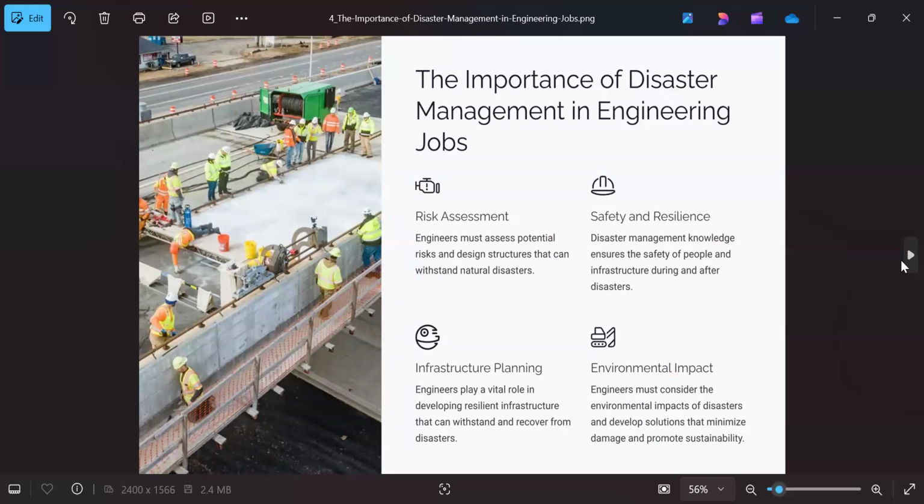The importance of disaster management in an engineering job. Why is disaster management very important in an engineering job? Risk assessment, safety and resilience, environmental impact, as we just discussed, and infrastructure planning. So engineers must assess potential risk and design structures that can withstand natural disasters. You can see that there are regions which are more prone to earthquakes, regions more prone to volcanoes, and regions more prone to floods. So engineers must assess the potential risk. It is very important that you assess the potential risk.